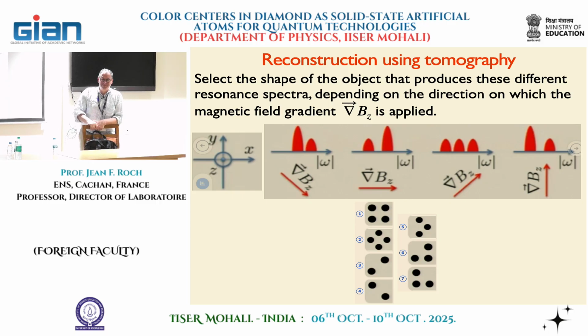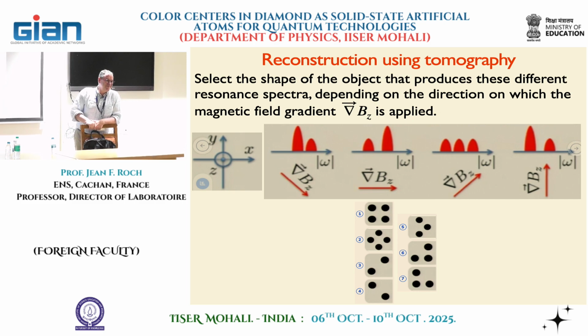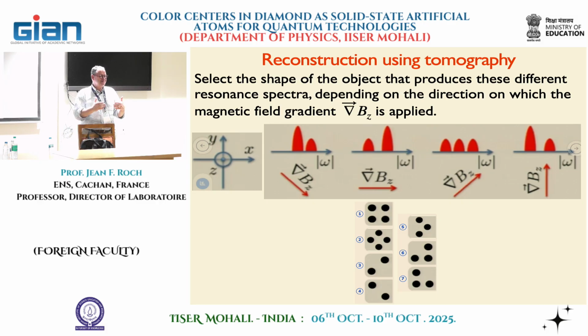So who is for 1? Who is for 2? Who is for 3? Who is for 4? No one? Who is for 5? Who is for 6? And who is for 7? You see the point?